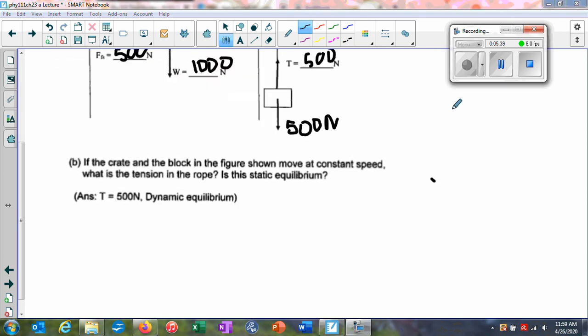All right. If the crate and the block in this figure are moving at constant speed instead of at rest, they are moving at constant speed, no acceleration. What is the tension in the rope? Still 500 newtons. However, in this case, it is not static equilibrium, it's dynamic equilibrium.